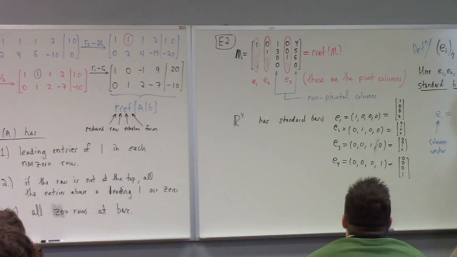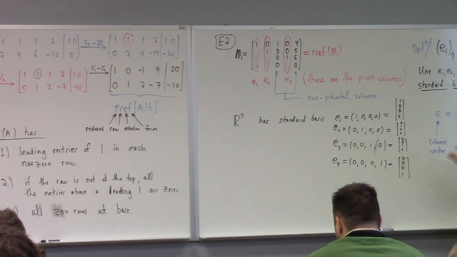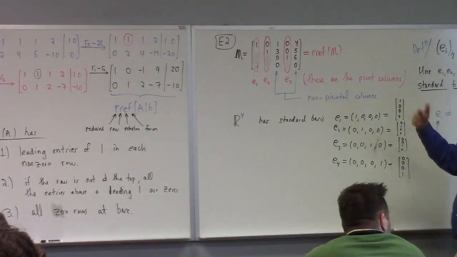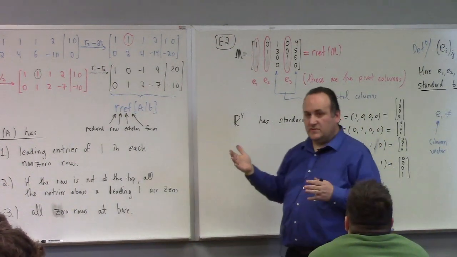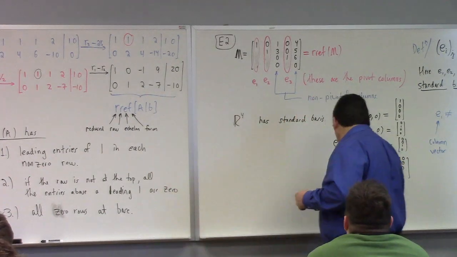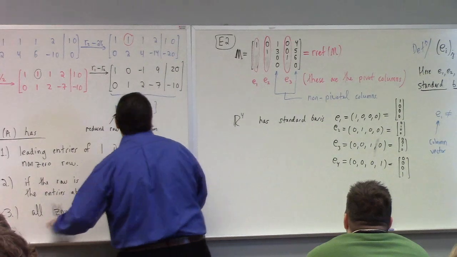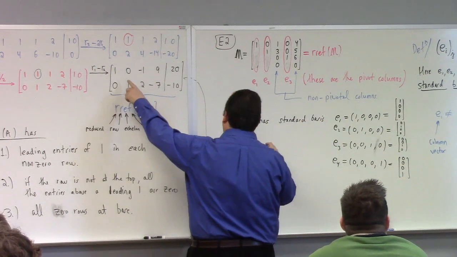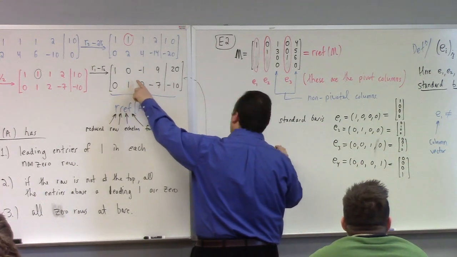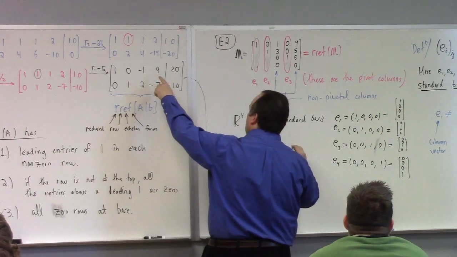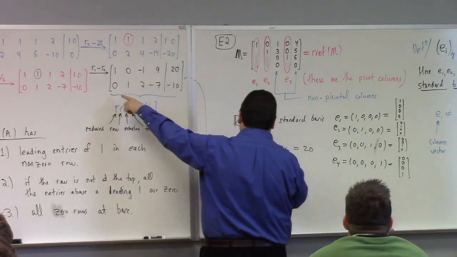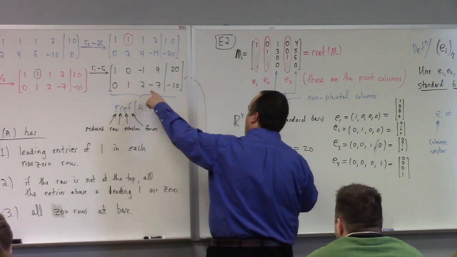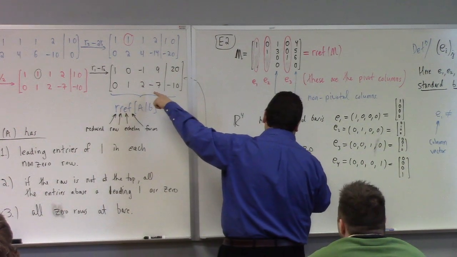So what advantage does this give us? How does this help us with the original system of equations? Every one of the steps that we did for my example 1 didn't change the solution set. But now that we've got to the final step right here, notice that this gives us x1 minus x3 plus 9x4 equals 20, and x2 plus 2x3 minus 7x4 equals minus 10.